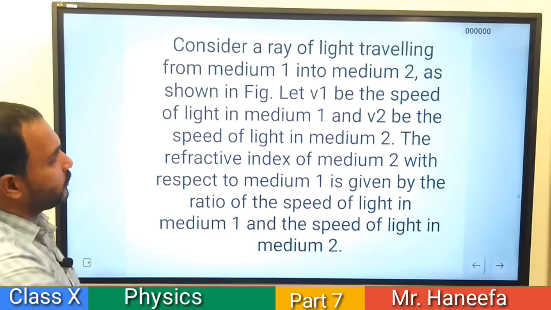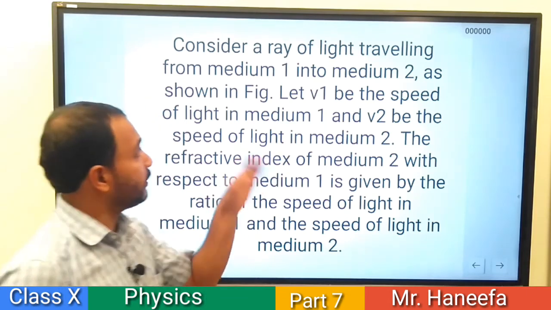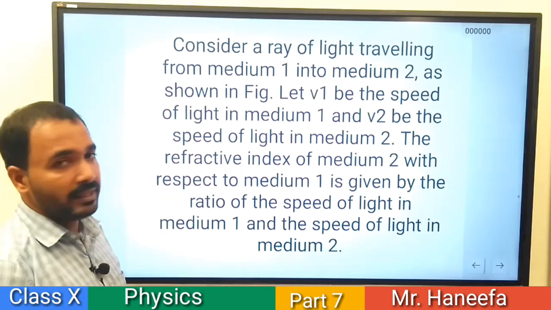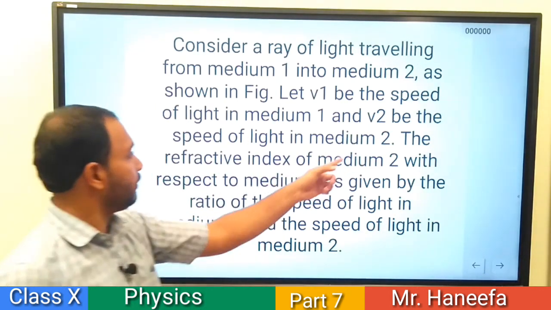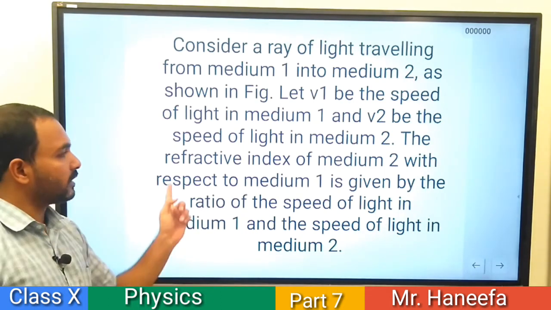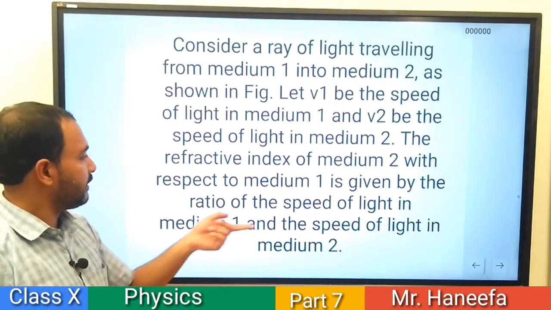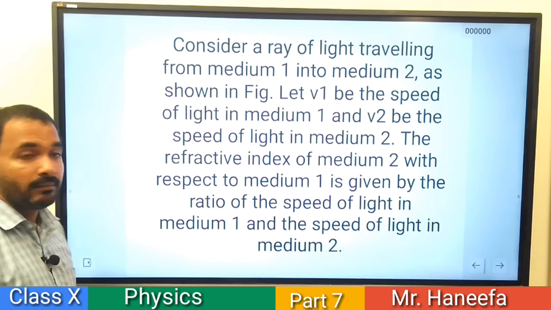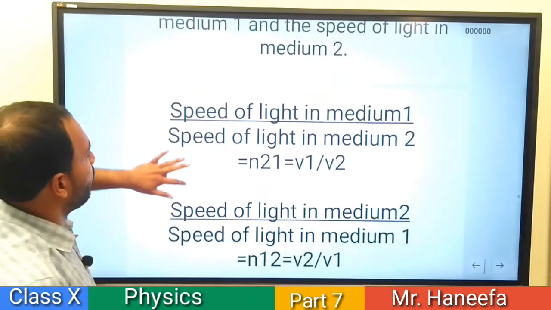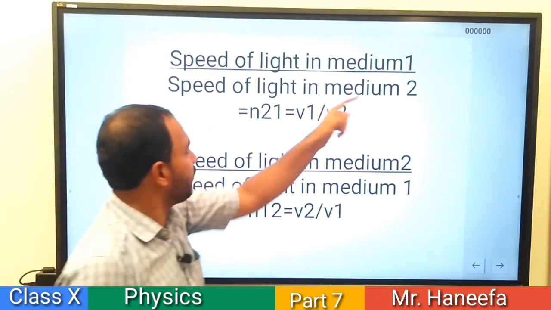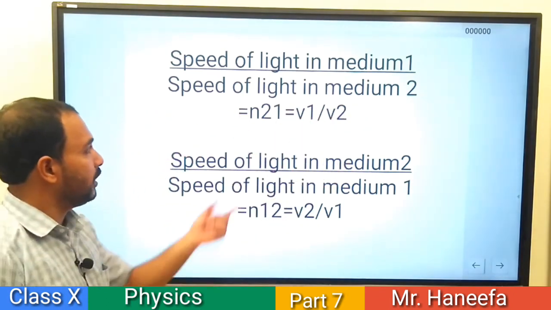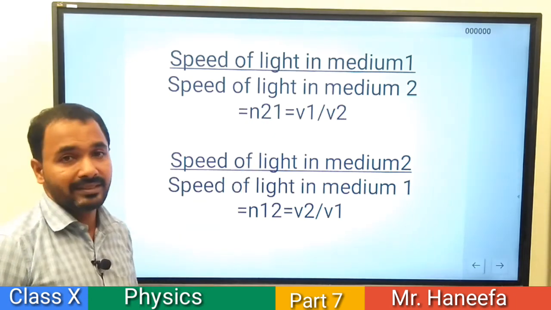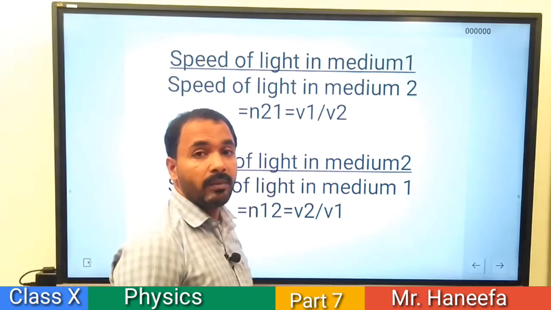From the diagram, consider a ray of light traveling from medium 1 to medium 2 as shown in the figure. Let V1 be the speed of light in medium 1, V2 be the speed of light in medium 2. The refractive index of medium 2 with respect to medium 1 is the ratio of the speed of light in medium 1 to the speed of light in medium 2. So we can write: N21, the refractive index of the second medium with respect to the first, is equal to V1 by V2.